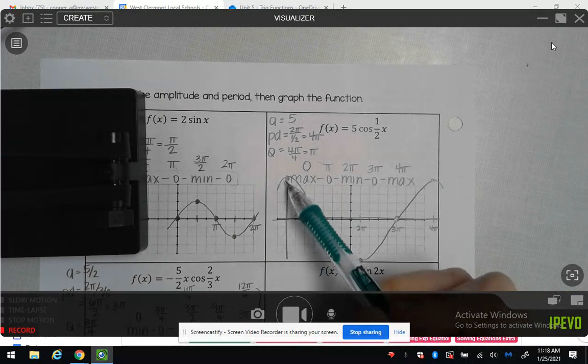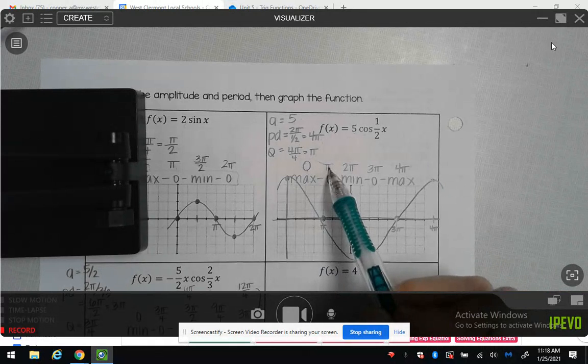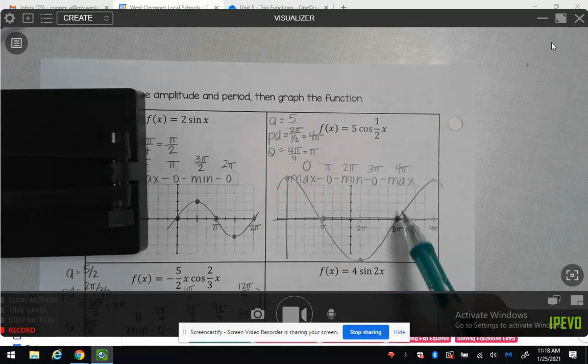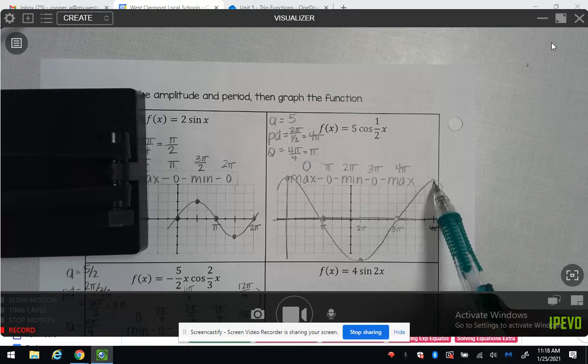0 max, so 0 up 5. Pi comes down to 0. Go 4 more, 2 pi goes down to my minimum. Go 4 more, 3 pi is back at 0, and go 4 more boxes, 4 pi is up at my maximum.